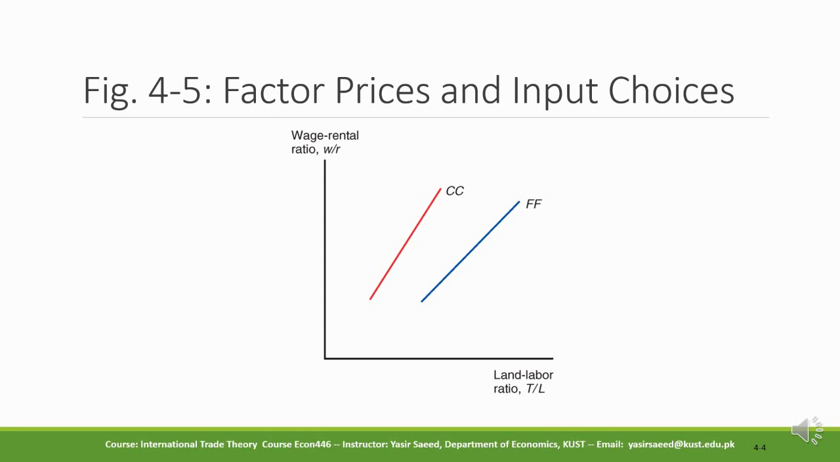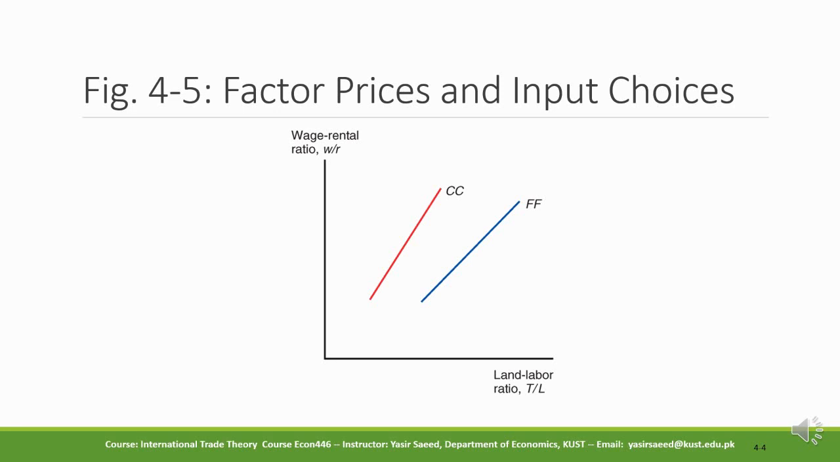Now let me remind you of the assumption about cloth and food that we had made earlier about their intensity. We said that cloth is labor intensive, whereas food is land intensive. In order to produce 1 unit of food, we need more land as compared to labor. But in order to produce 1 unit of cloth, we need less land per unit of labor. So we can show that graphically.